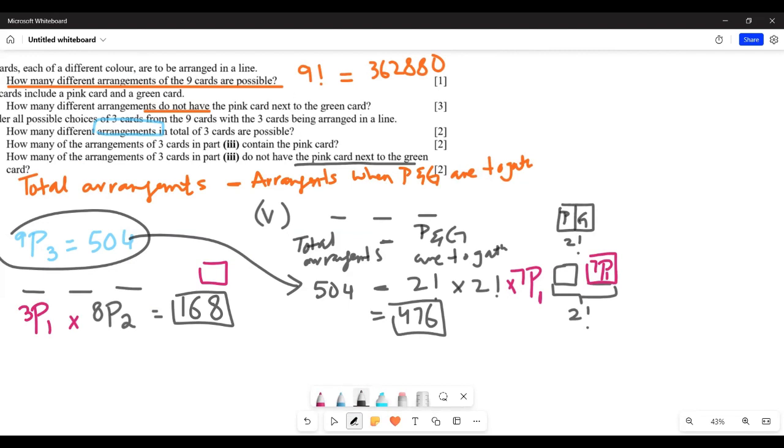That is question number 18. Okay, now let's start question 19.